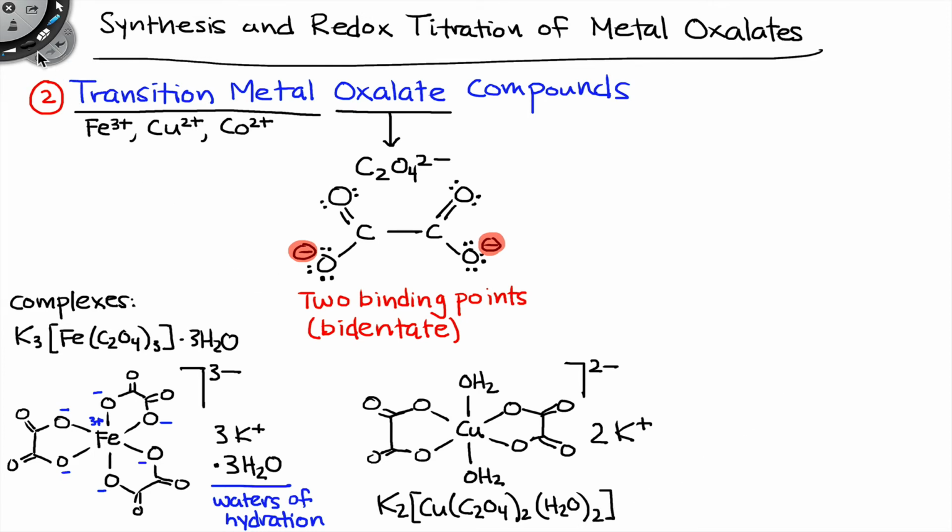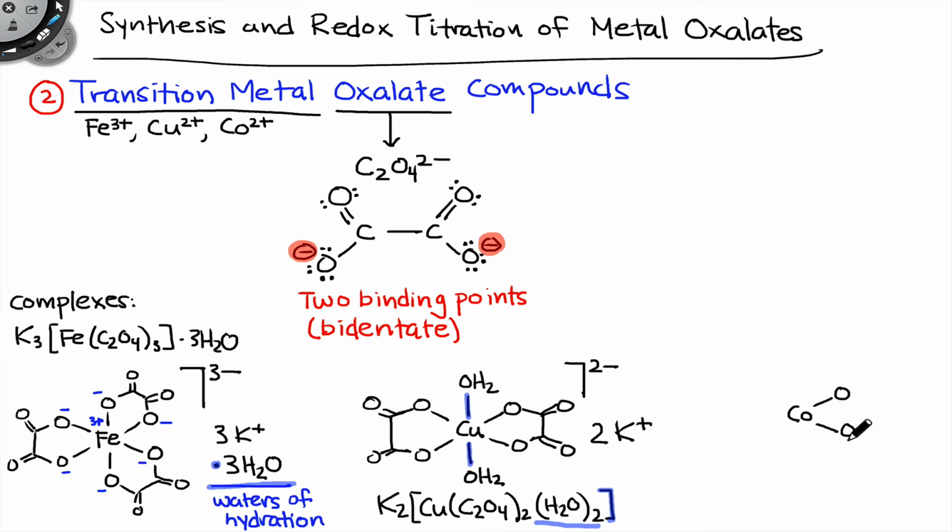Notice, however, that there are waters, but the waters are written inside brackets in the formula because there's a difference between the waters in the copper complex, which are actually coordinated to the copper, and the waters in the iron compound, which are waters of hydration likely associated with the potassium cations, but not directly coordinated to iron. So the difference in notation corresponds to a key structural difference between the waters in these 2 complexes.